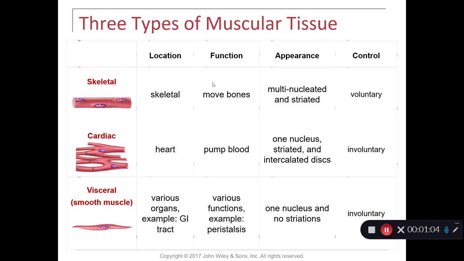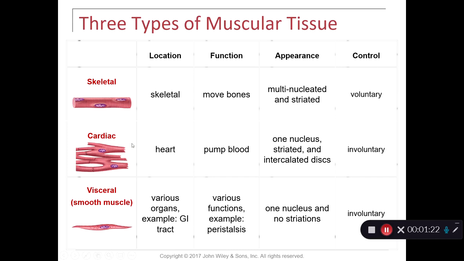If I were to give you a slide between the three different things, you would want to note that the skeletal muscles are very striated, and each muscle cell is multinucleated, meaning it has several nuclei. You can also have control over it.